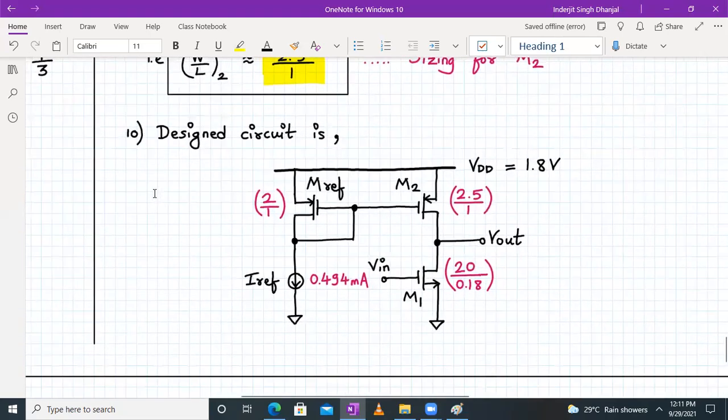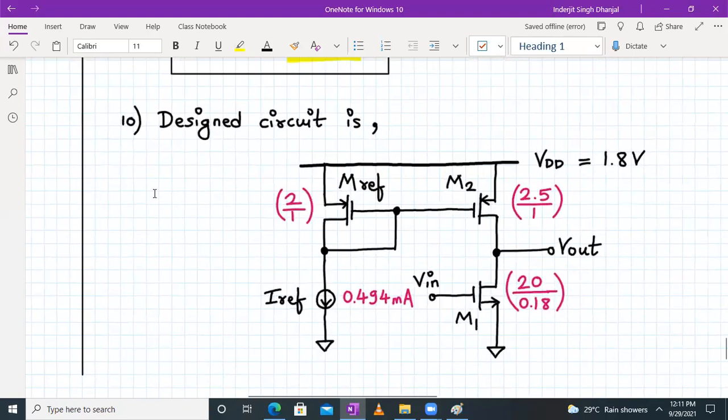I guess that will be all for this session. We'll stop over here, and in the next session, we will continue with numerical number 3 based on the similar concept. So that's all for today.